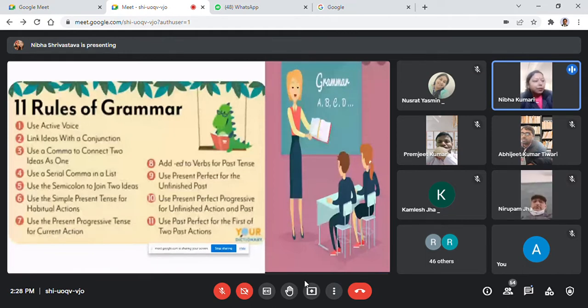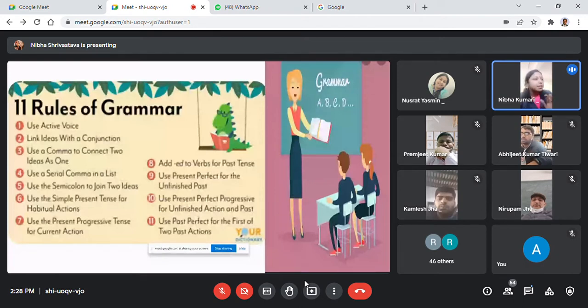Then we should use past perfect for the first of our two past actions. If we are talking about two actions in the past, then for the action which has been completed first, we use past perfect tense.